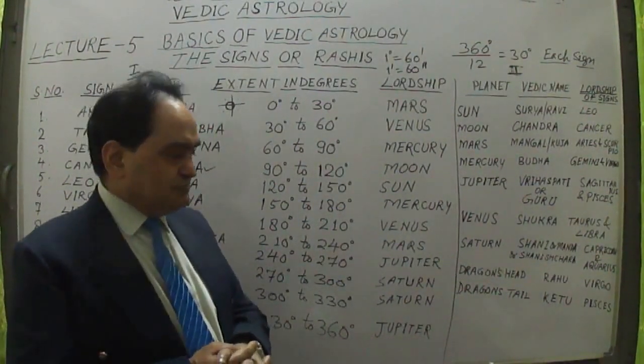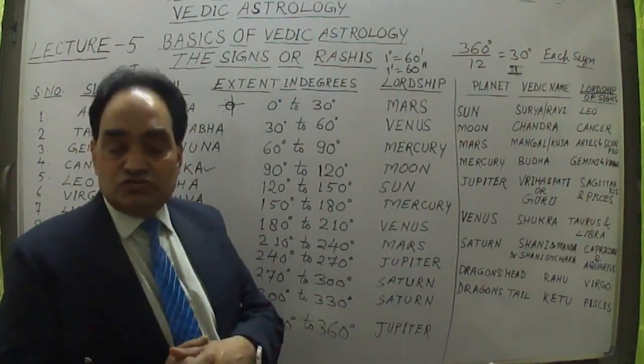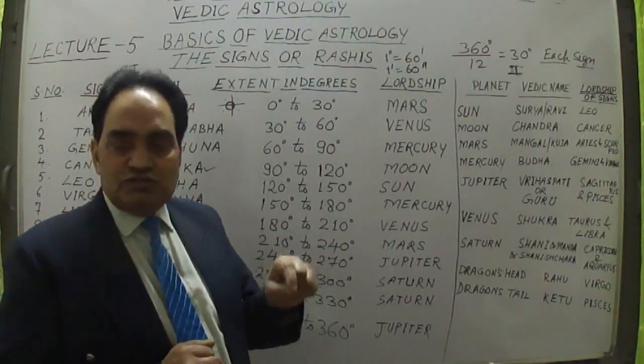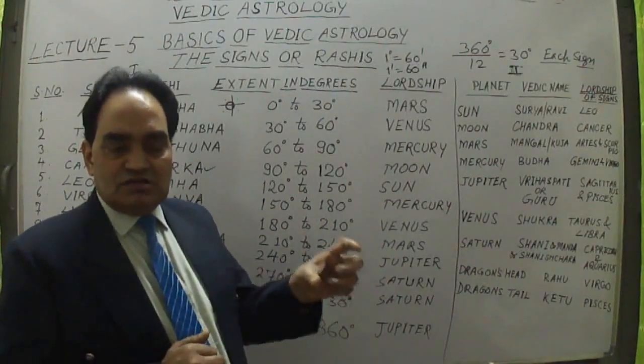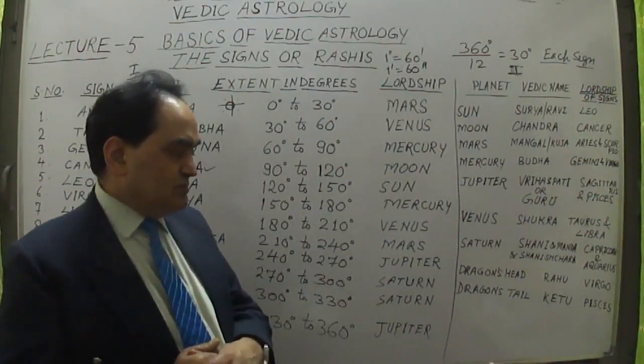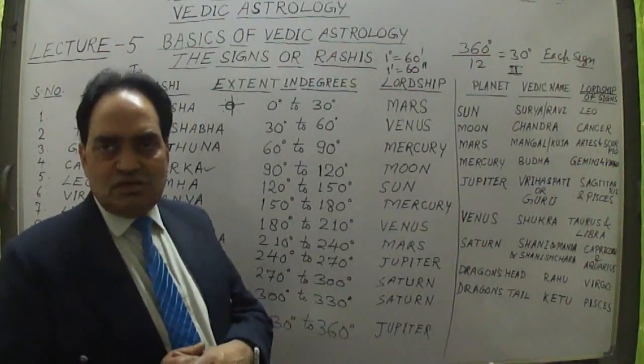We will talk about that later, but now Saturn is the lord of two signs: the Aquarius sign and the Capricorn sign, the 10th and 11th, Capricorn and Aquarius, Makar Rashi and Kumbh Rashi. Okay, then Dragon's Head, Rahu, as I told you already.